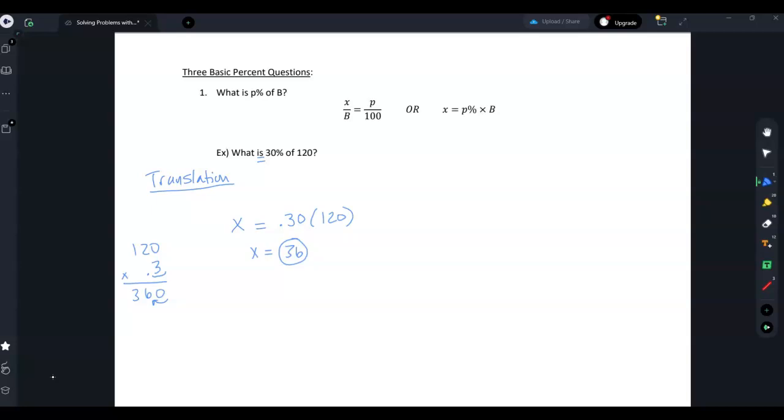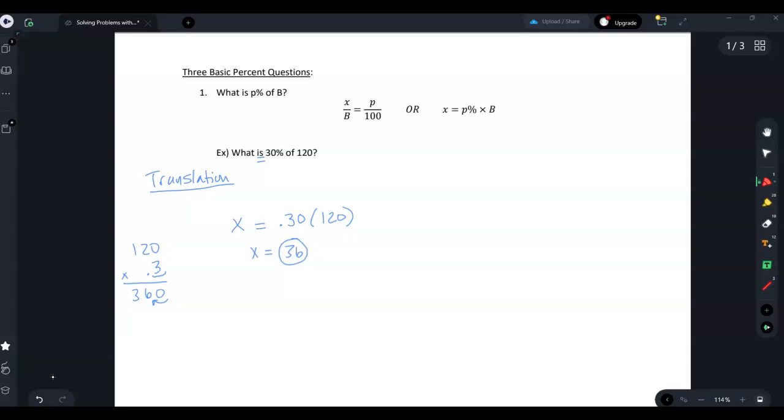The nice thing about these problems is you can always check the reasonableness of your answers. Take a second whenever you finish these problems and just say, hey, does that answer seem reasonable? So if you had gotten, let's say, 360 because you forgot to move over that decimal, you could say, okay, I was finding 30% of 120. Whoa, there's no way that 360 is 30% of 120. That's way too big, right? Or even an answer of like 100 here. 100's more than half of 120, right? So there's no way that it's 30%. So you can use that to check the reasonableness.